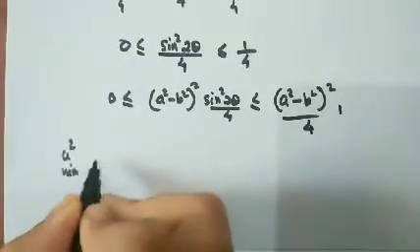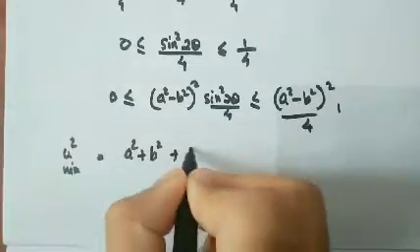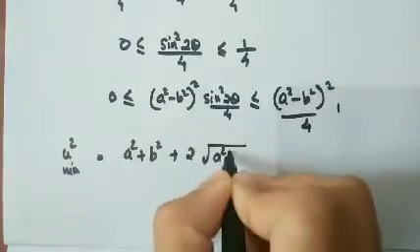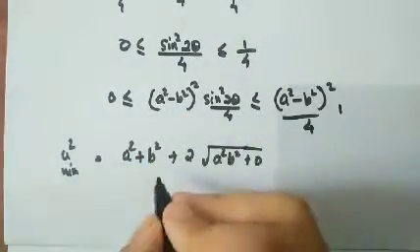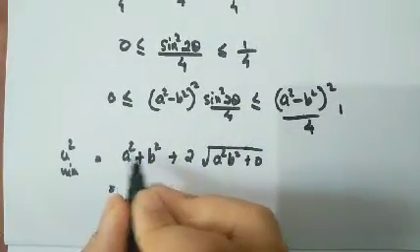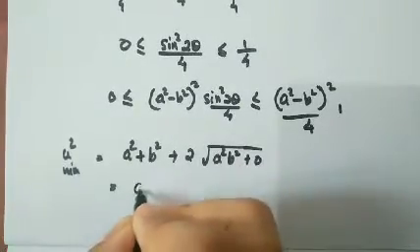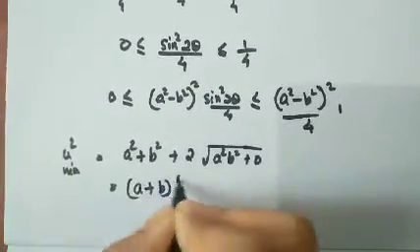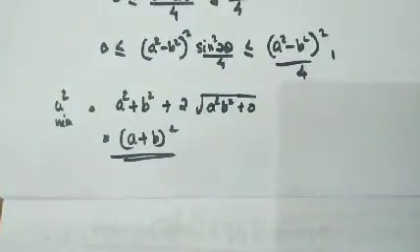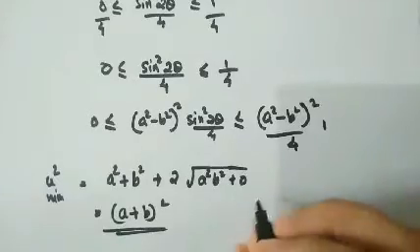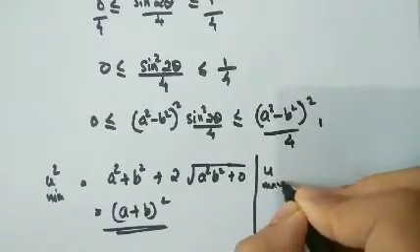So I will get the minimum value of u square. U square minimum value is nothing but a square plus b square plus 2 root a square b square plus 0, because this term is 0. I substitute here. So this is what? a square plus b square plus 2ab, that is (a plus b) all square. This is the minimum value of u square. Now I have to find the maximum value of u square, u square max.